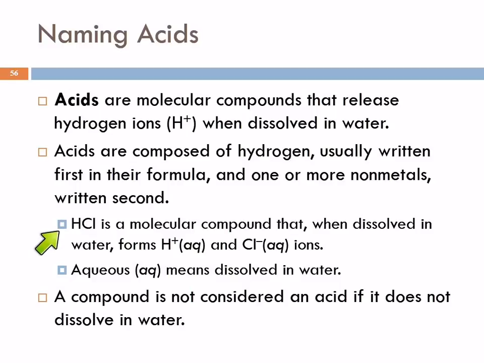So HCl is an example. It's a molecular compound between hydrogen and chlorine. When you dissolve it in water, it forms hydrogen ions and chloride ions. And this aq means dissolved in water, aqueous. So if we see just HCl, or perhaps HCl in the gas state, which means this is not dissolved in water, that's pure HCl, then we would name it as a molecular compound. What would the name of HCl as a molecular compound be? Hydrogen chloride or hydrogen monochloride. But when it's an acid, when it's dissolved in water, it's named as an acid. So a compound that will not dissolve in water is not considered an acid.